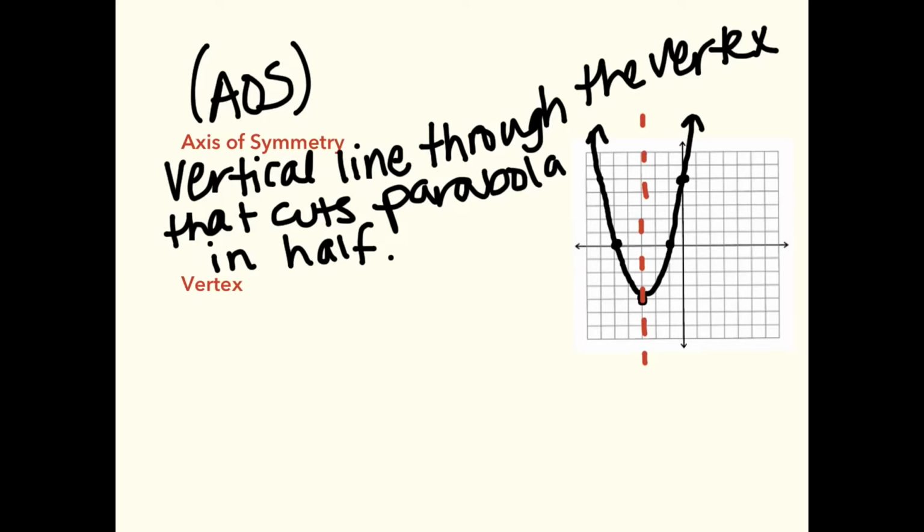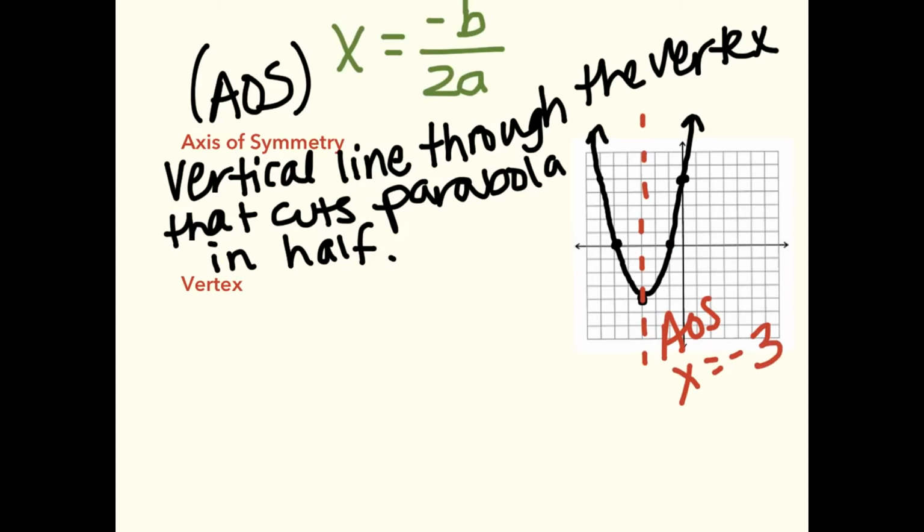You can see this on your graph, but the equation to find the axis of symmetry is x equals negative b over 2a. So this b and the a are the coefficients from your standard form. You plug them in here and you'll find the equation of the axis of symmetry. In this case, you can see that it goes negative 1, negative 2, negative 3. So this axis of symmetry is x equals negative 3. You always have to write it in equation form. You couldn't just say AOS is negative 3. You have to write it as x equals negative 3 because it refers to a line.